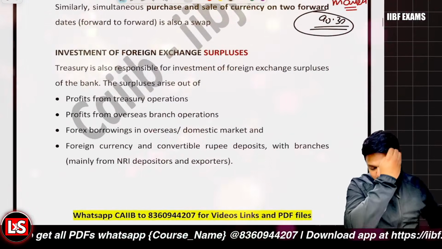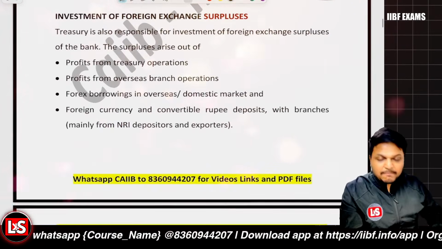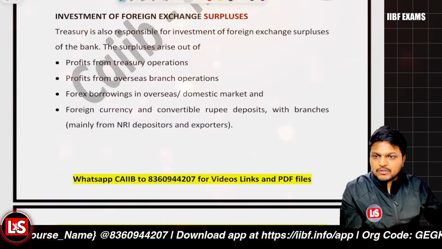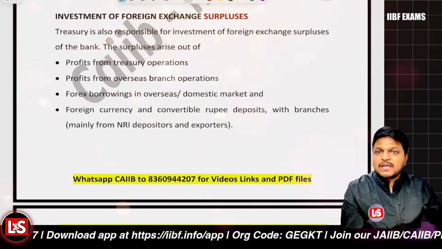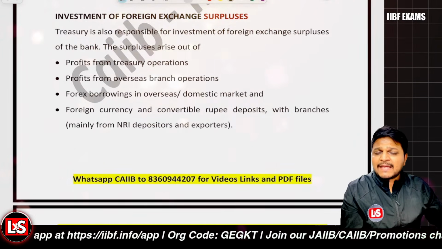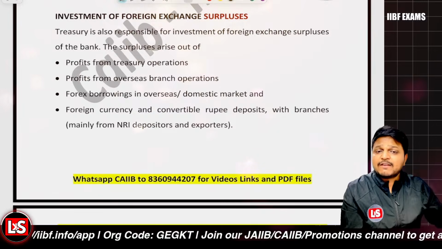Further, it's about the investment of foreign exchange surpluses. If you have surplus balances in your Nostro account, you are aware of the Nostro account now. If the bank has a surplus balance in the Nostro account, the bank can use those funds for investment purposes.